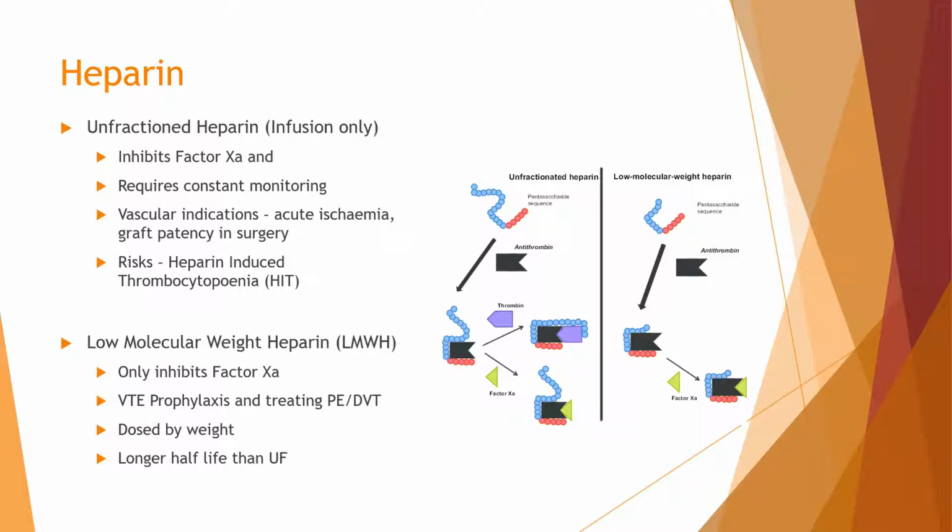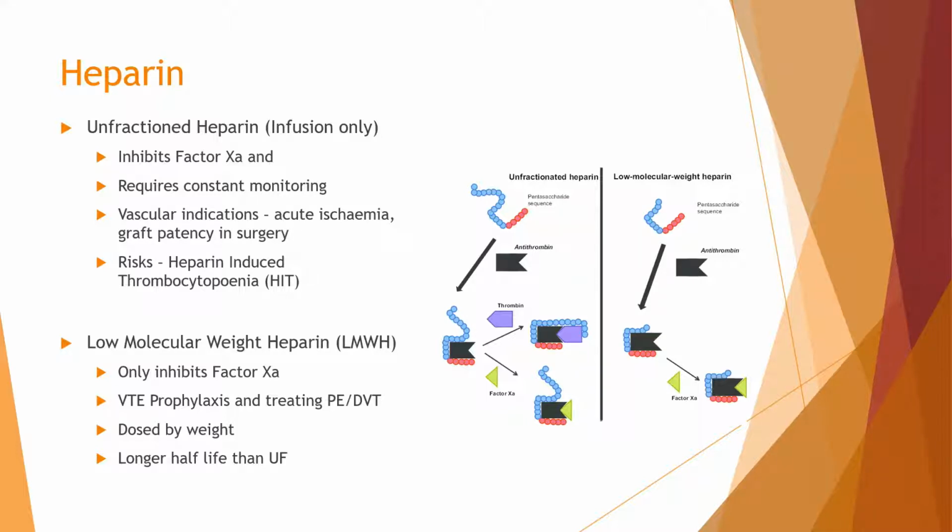So when we start patients on unfractioned heparin, they require constant monitoring with an APTT. Every 4 to 6 hours, patients will need blood taken to monitor the APTT and adjust the rate of infusion of unfractioned heparin to ensure that they're not being overly anticoagulated.